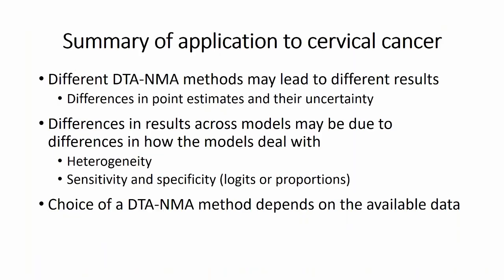The summary of what they found is that different methods lead to different results. This might be because of the approaches that the models take in how they deal with heterogeneity, and also how the models handle sensitivity and specificity, whether they're using the logits or actually modeling them as proportions. And again, the choice of method will depend on the available data. Even if you've got paired studies, if you don't have the cross-classified data, then you wouldn't be able to use that particular approach.